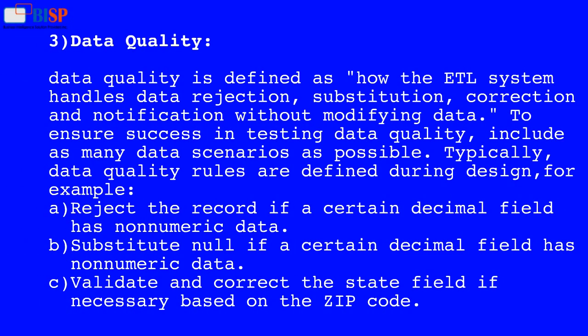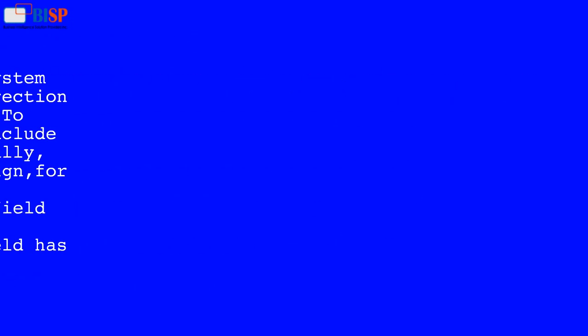3. Data quality. Data quality is defined as how the ETL system handles data rejection, substitution, correction and notification without modifying data. To ensure success in testing data quality, include as many data scenarios as possible. Typically, data quality rules are defined during design, for example: A. Reject the record if a certain decimal field has no numeric data. B. Substitute null if a certain decimal field has no numeric data. C. Validate and correct the state field if necessary based on the zip code.